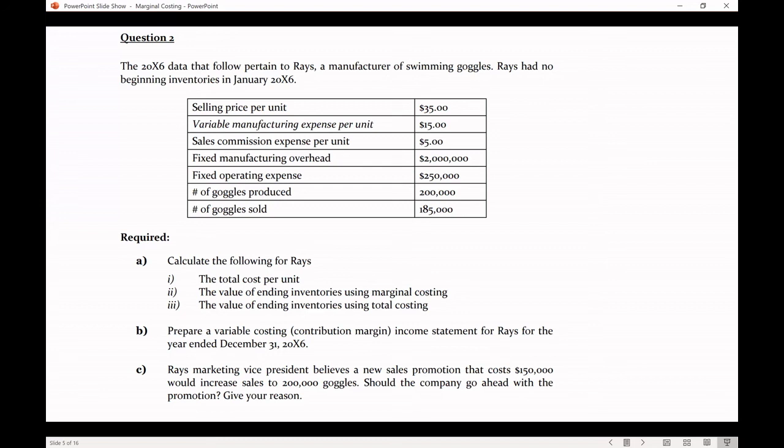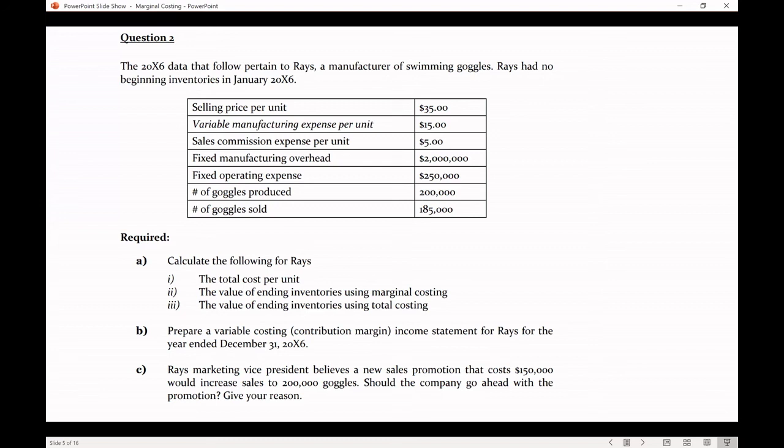So we need to find total cost per unit, and our cost per unit is going to include both the fixed portion and the variable portion. Scanning through the data, we can easily identify the variable portion. Variable manufacturing expense per unit is $15, right? But we need to find total cost, so we need to find the fixed portion. Here in the question, we do not have fixed portion per unit. We have total fixed manufacturing overhead, which is $2 million.